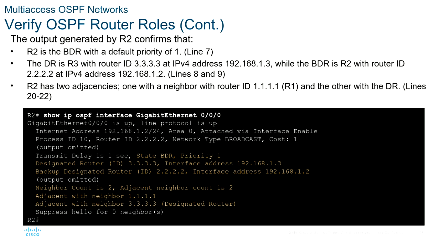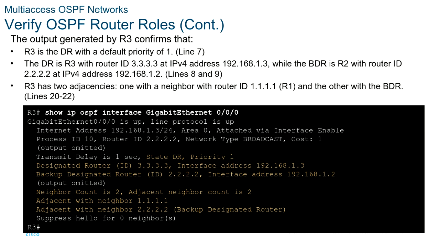And router 2, the man in the middle, has two adjacencies, the one to the left and the one to the right. So you can see those as directly attached neighbors. And the route output generated by R3 also confirms all these features as well.